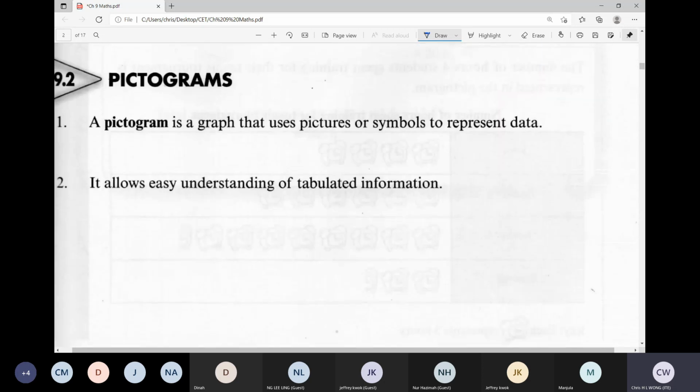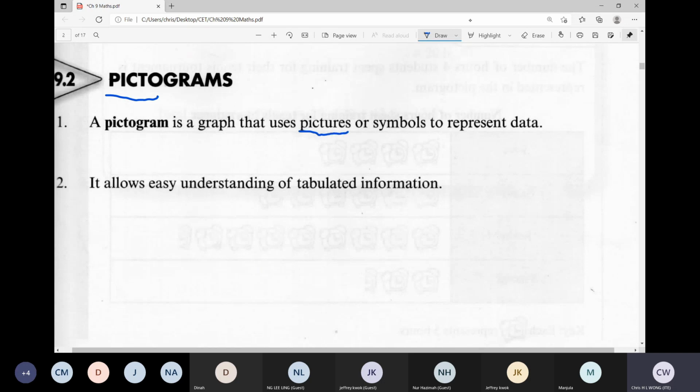We shall start with the pictogram. Pictogram comes from the word picture, so you are using pictures to represent. A picture is not so intimidating. Some people like pictograms because they are very easy to understand. But the problem is when the data gets very complicated, you cannot use a pictogram. So a pictogram is a graph chart that uses pictures.